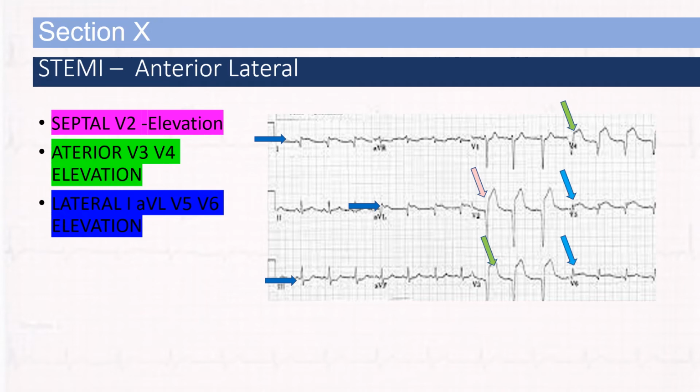An anterior wall STEMI is sometimes called the widowmaker, and that is because of the blockage in the left anterior descending artery, which is a very large turnpike that supplies a large portion of the lower part of the heart with blood, including the anterolateral portion and the left ventricle. This is a true emergency, and this person needs a cardiac cath lab right away.